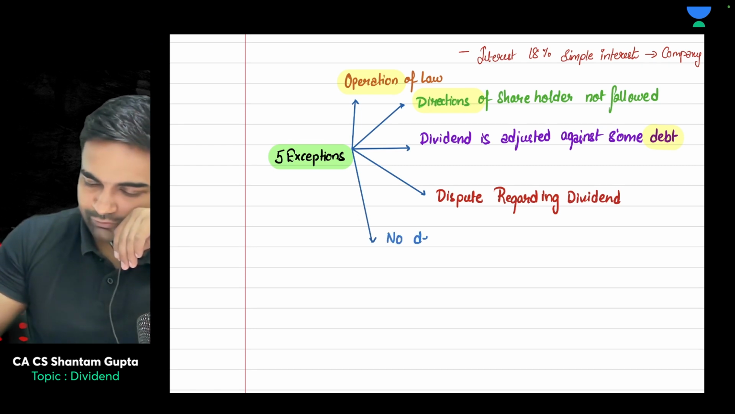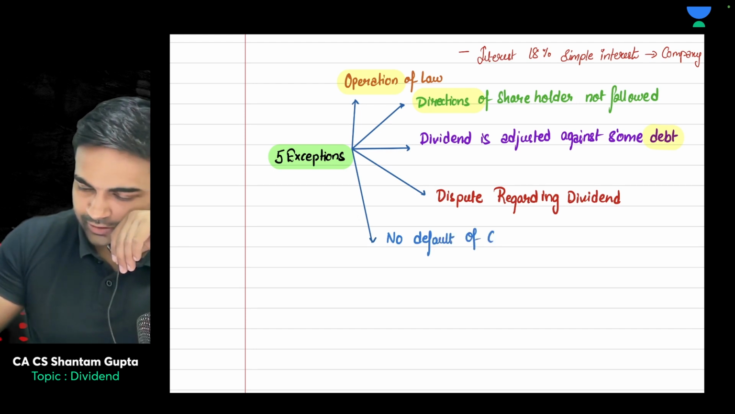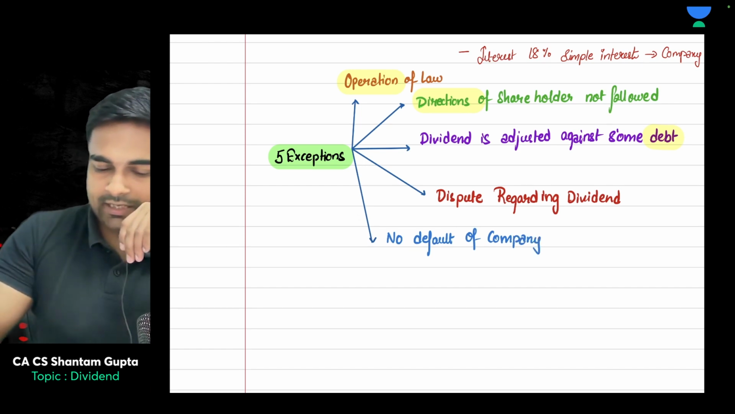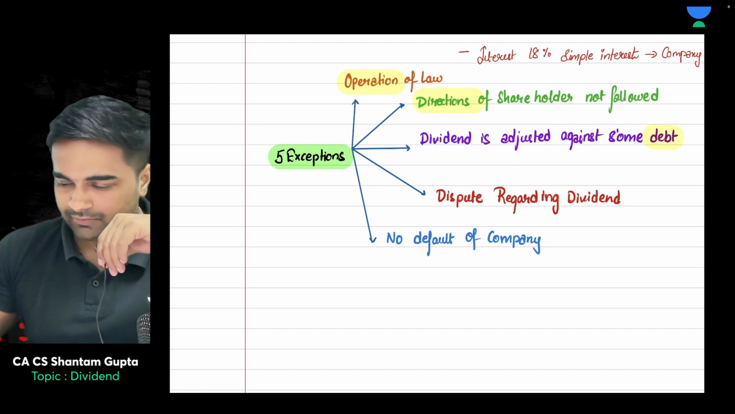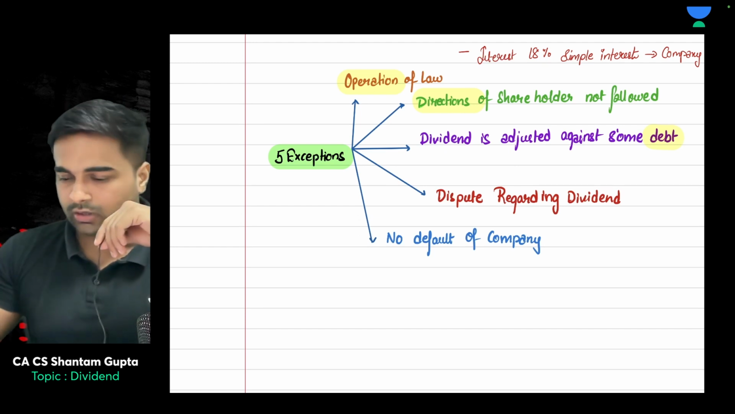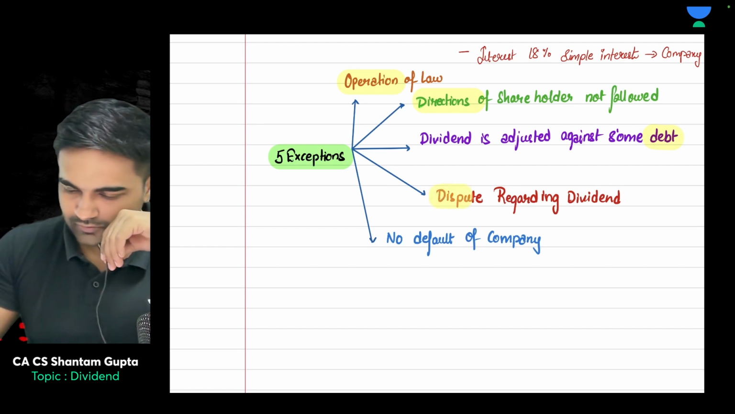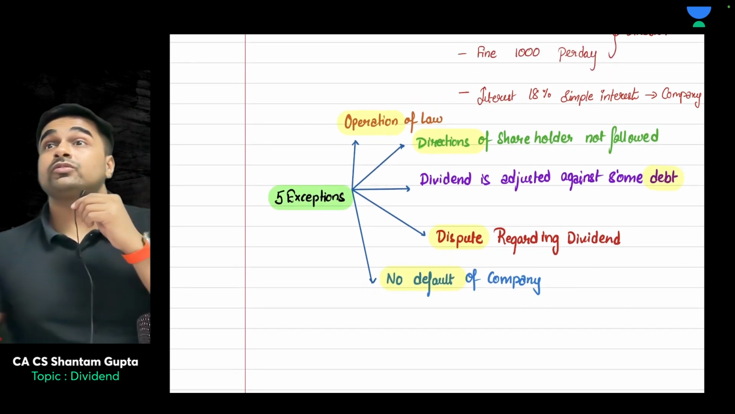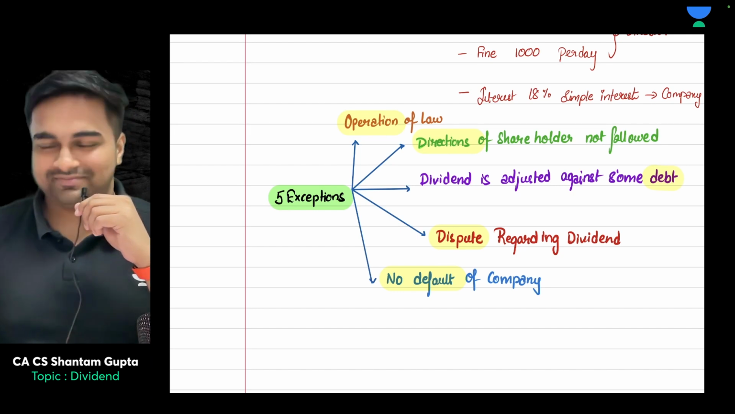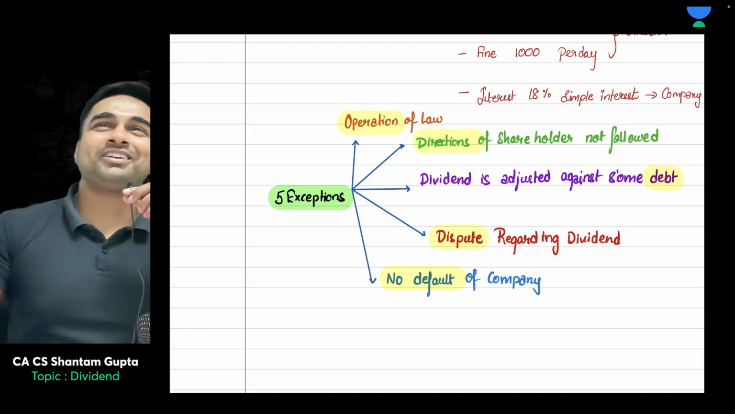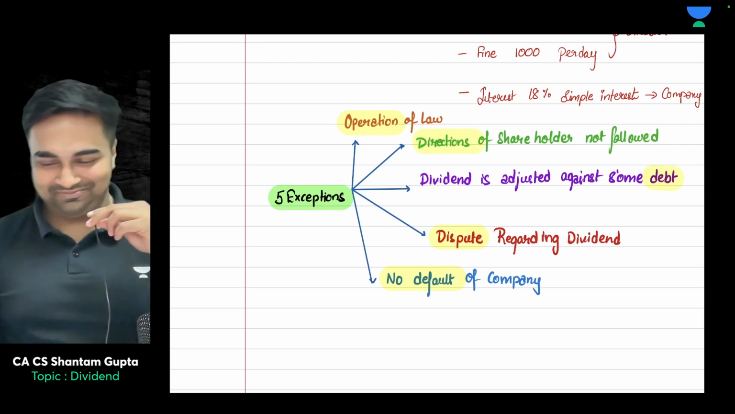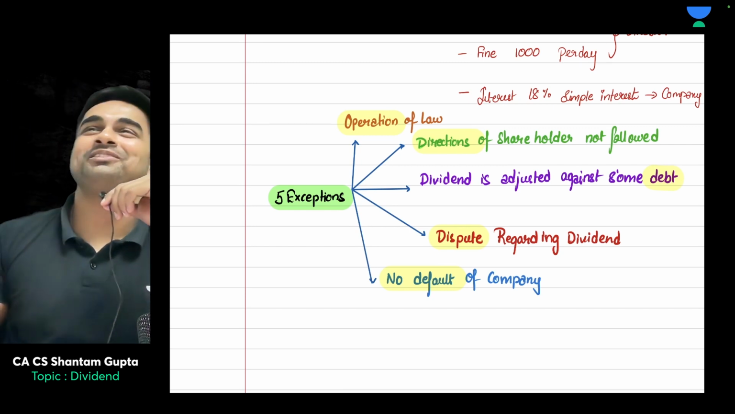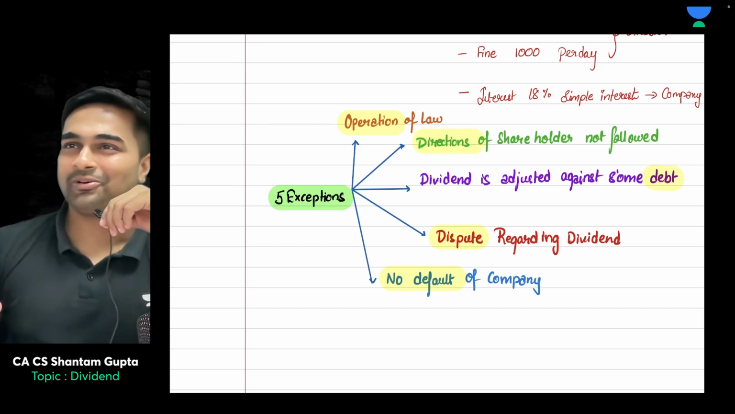Last one, no default by company. Means the company was not the one at fault. It didn't happen because of the company. It was the other people who committed this offense, not the company. They will not get any punishment. You are the one who will get the punishment if you do something wrong, not the holders.